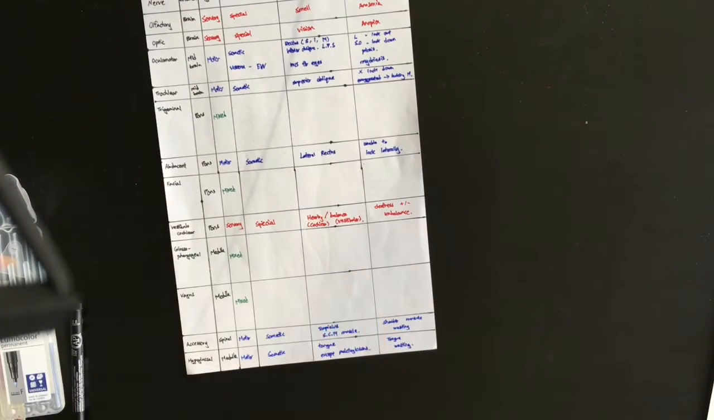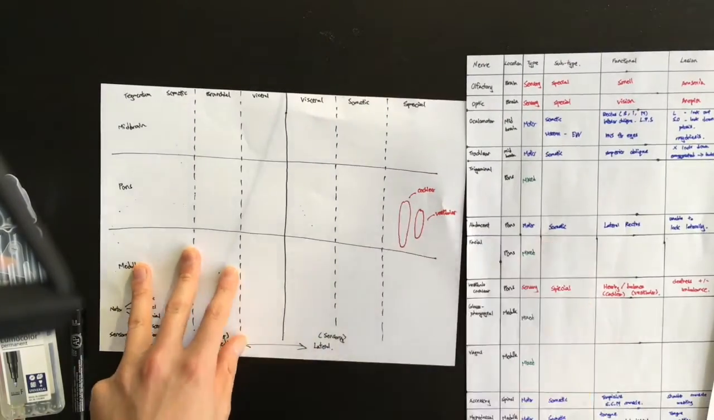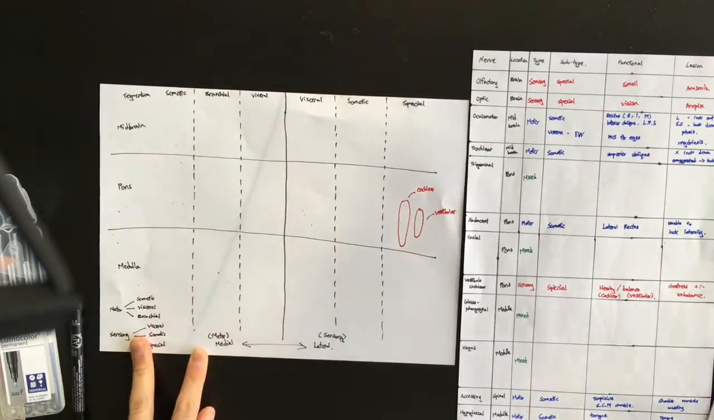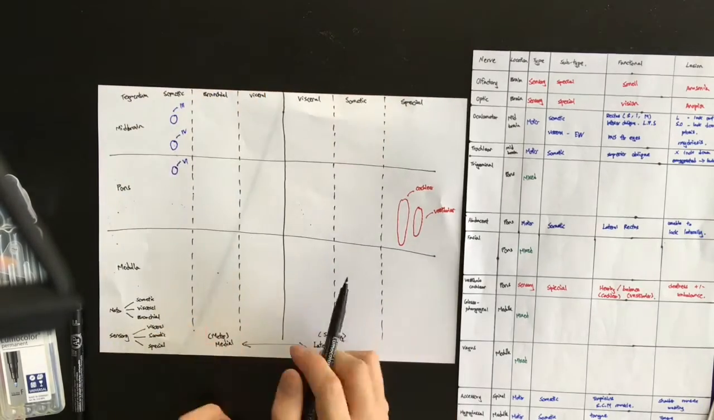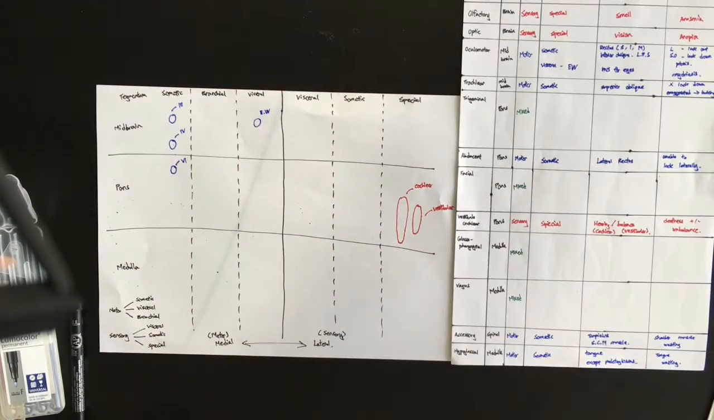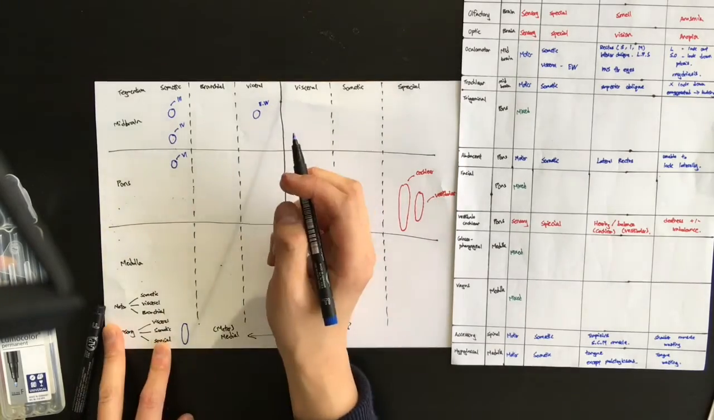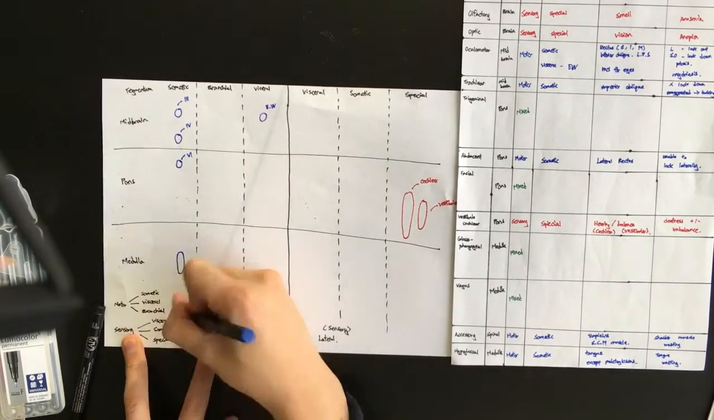Now, plotting them in the graph, all of the nuclei that I just talked about are somatic. So I'm just going to plot them in a line and label them. And never forget that visceral motor Edinger-Westphal nucleus, which is part of the third nerve nuclei.